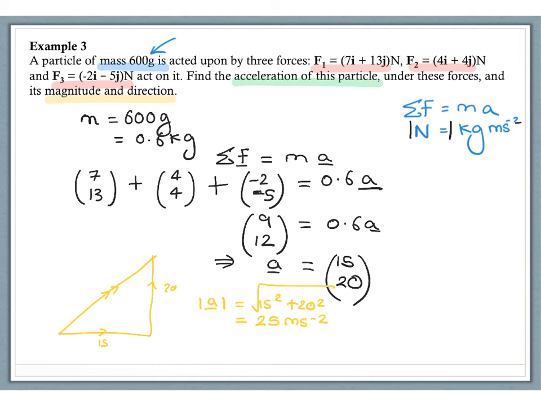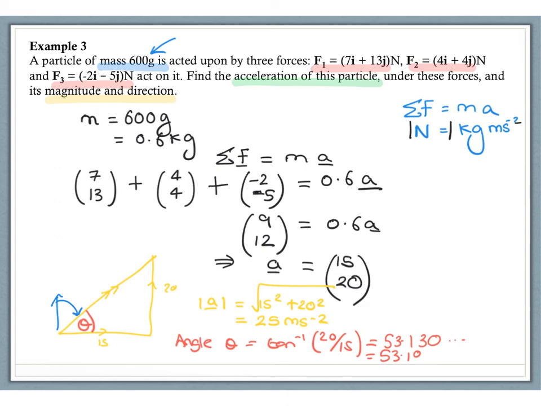And the direction, well, there are lots of different ways in which we can do that. We can calculate this angle theta using trigonometry. And this gives us an angle of 53.130 or 53.1 degrees. So we can say the direction is 53 degrees above the horizontal, or we could provide a bearing, which would be this angle.